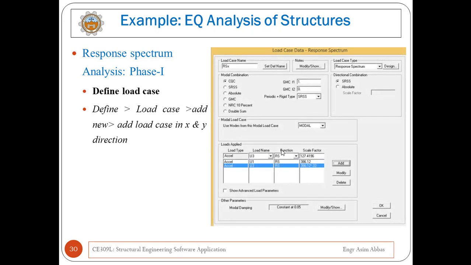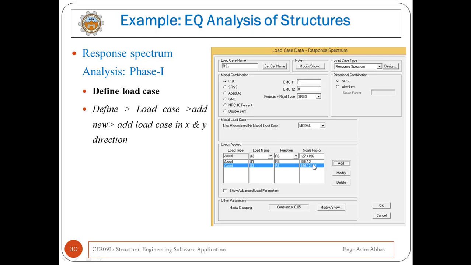Again I will go to define the load cases, then I will add a new load case along x and y direction. I will add along x direction. I will change the load case name to response spectrum x. Then I will change the load case type to response spectrum. Then I will enter the loads applied. I will change the load type to acceleration, then enter along U1, U3. We can also define a load case where the earthquake response is in either the x direction, the y or z direction.